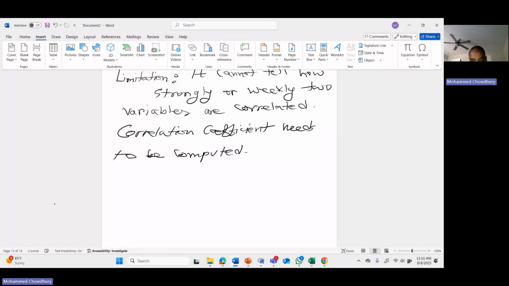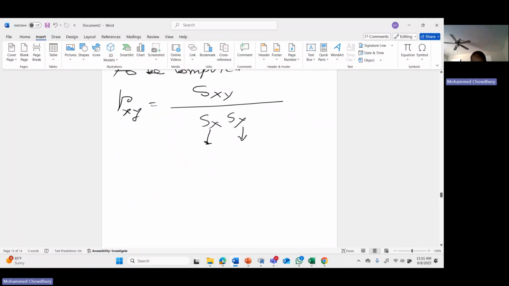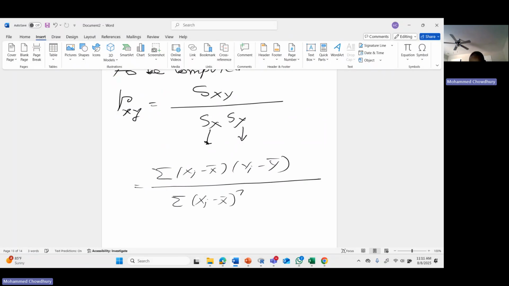What is that? The correlation coefficient is usually denoted by r of X and Y, and its formula is the covariance of X and Y that I defined above, divided by S of X and S of Y, where S of X is the standard deviation of variable X, S of Y is the standard deviation of variable Y, and this is the covariance of X and Y. And more specifically, if someone asks you to write the formula, you can write it like this: the sum of xi minus x bar times yi minus y bar, divided by the square root of the sum of xi minus x bar squared times the sum of yi minus y bar squared. Okay, this is the formula for computing the correlation coefficient.